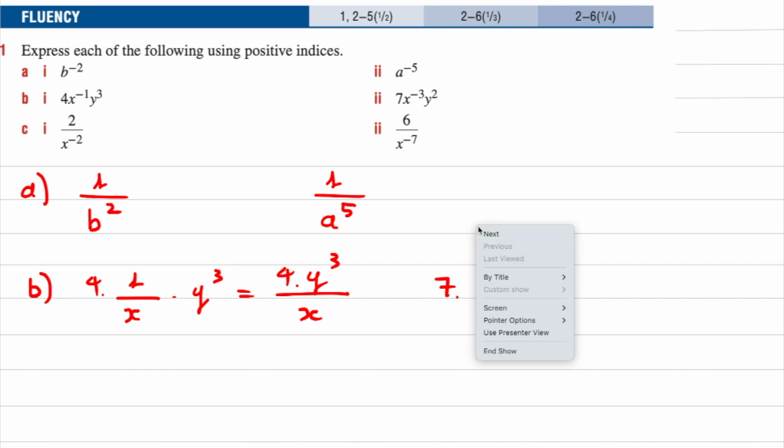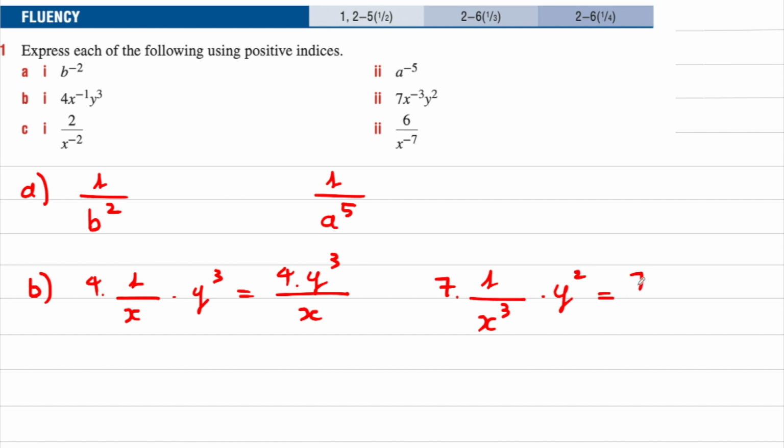7 x to the power of negative 3. x to the power of negative 3 is 1 over x cubed, and multiply by y squared. And then you get 7 times y squared divided by x to the power of 3. And the last one you have here, I convert from the denominator to the numerator. I will have the opposite sign of the exponent. x becomes x to the power of 2 here, from the denominator converted to the numerator.